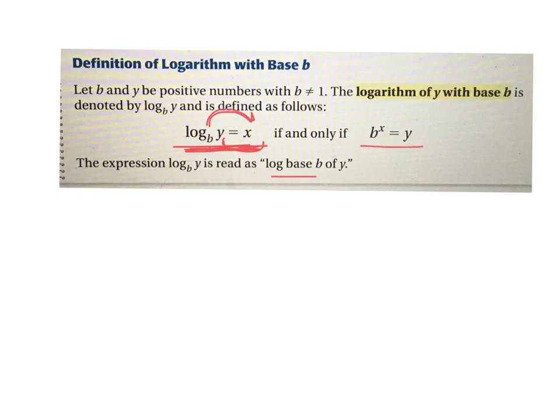You read it like this, log base b of y, and what it means is it's true only if b to the x power is y. A lot of times you're going to have to figure out what the x is over here. It's a method for finding exponents. This is the inverse of doing an exponent, a method we use in math to find exponents when we don't know them.